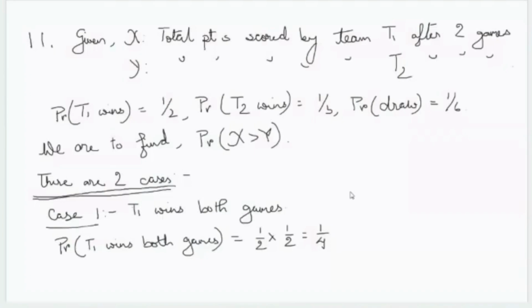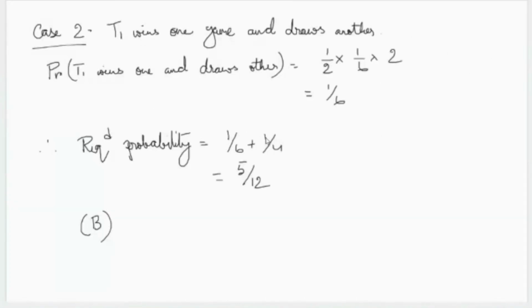So for our required probability, that is X greater than Y, you need to consider two cases. Case one is T1 wins both games. Since the probability of T1 winning either game is half and they are independent, the probability T1 wins both games is half into half, which is 1/4. And in case two, T1 wins one game and draws another. So that probability is half, which is the probability of winning, into 1/6, which is the probability of drawing.